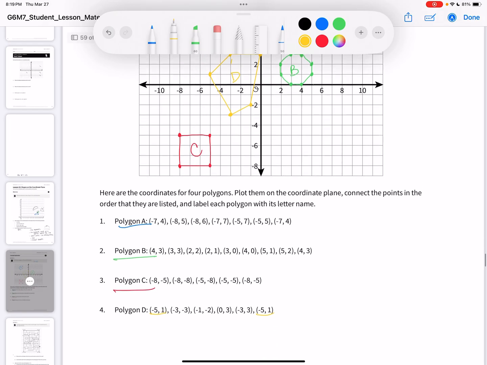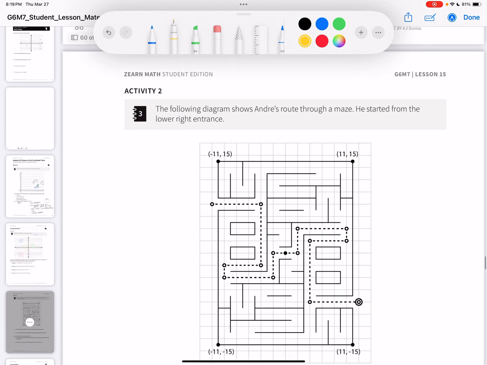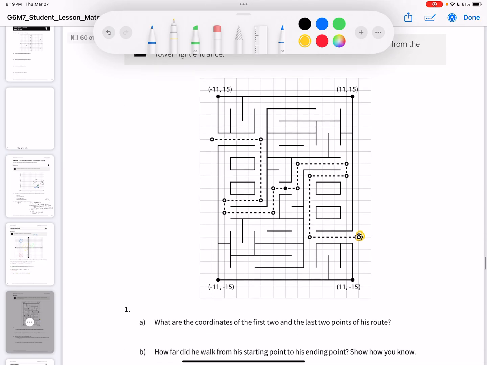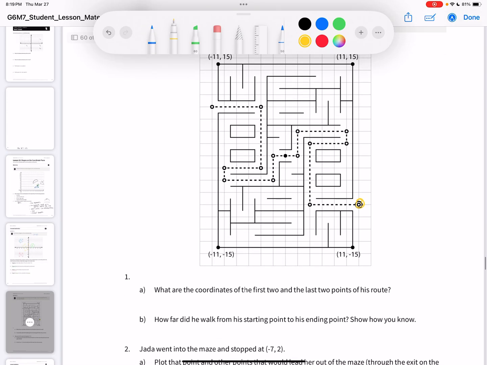All right. It says, the following diagram shows Andre's route through a maze. He started from the lower right entrance. So here's where he starts. What are the coordinates of the first 2 and the last 2 points in his route? So the first 2 points and the last 2 points right there. So that's what we're looking for.